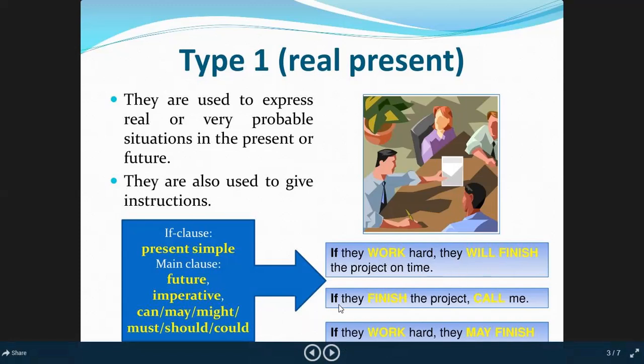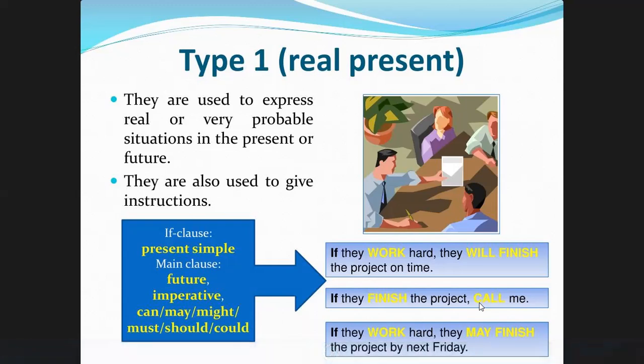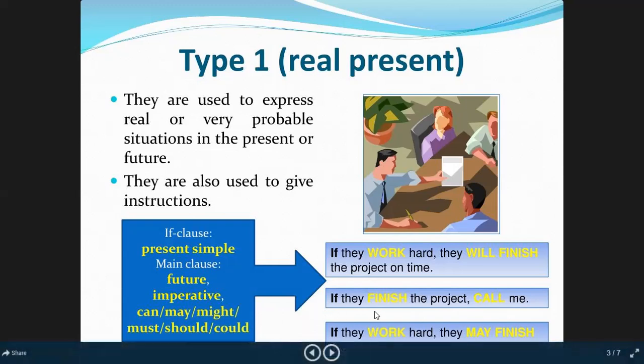Look at the second sentence: if they finish the project, call me. This is an imperative sentence. As we have already discussed, here can come future tense or there may come an imperative sentence as well. So in call me, this clause starts with the verb. This is an imperative sentence. And here, the dependent clause starts with if, and this is present form.